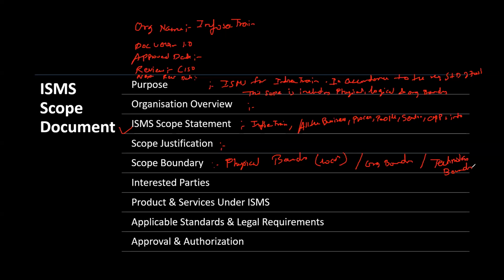Okay, so first the physical boundaries, the physical location, then your organization boundaries, what all departments, and then your technology, what all technology or tools have been used in this organization. So we will be mentioning all that information. And then we will be moving into the next part, which is your interested parties.